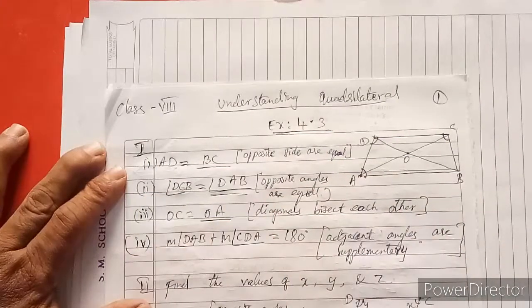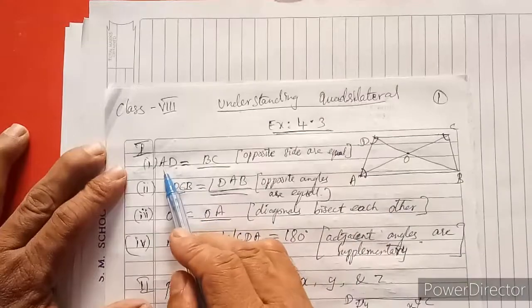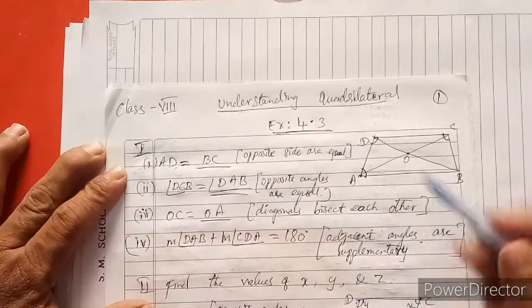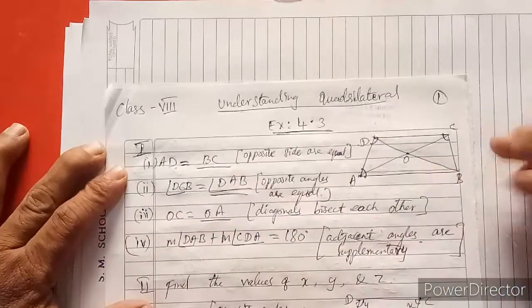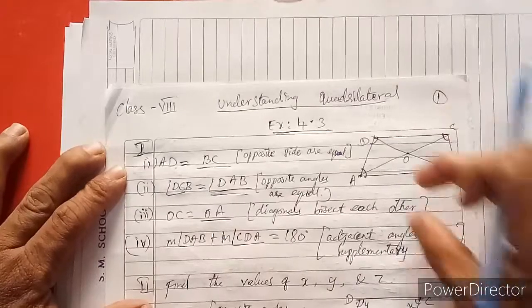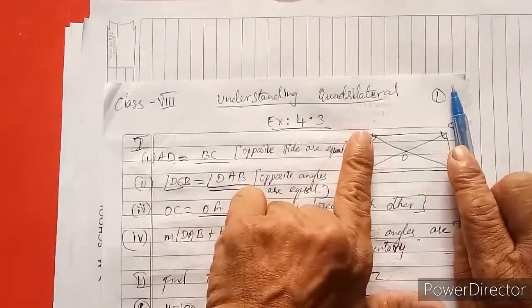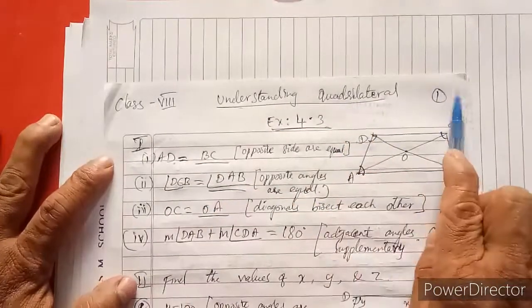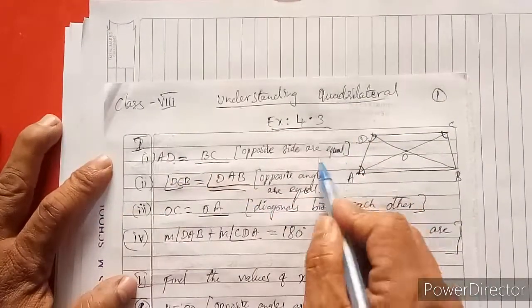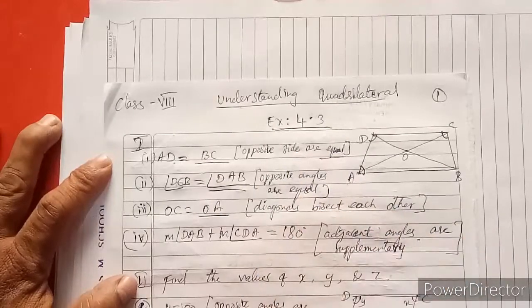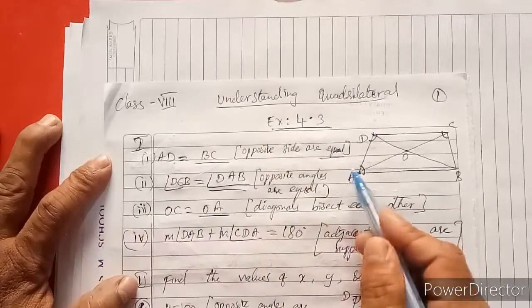I had already shown the figure, ABCD. This is a parallelogram. First question is given AD. AD is equal to BC, that is for opposite sides. These two opposite sides are equal. For the first point we have to write which property we are using, according to the statement.